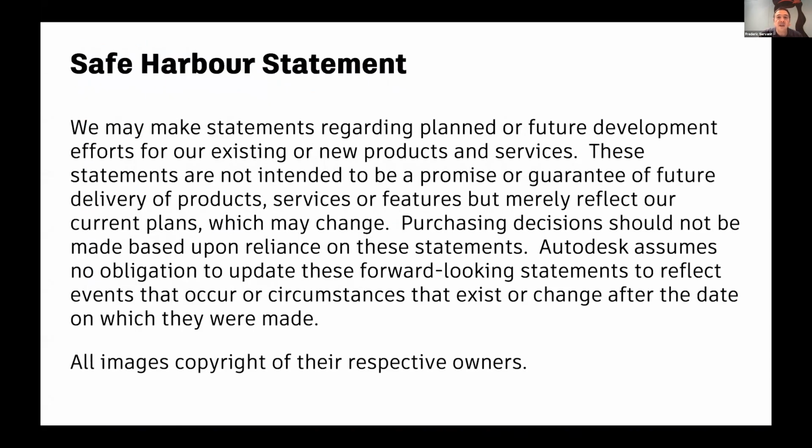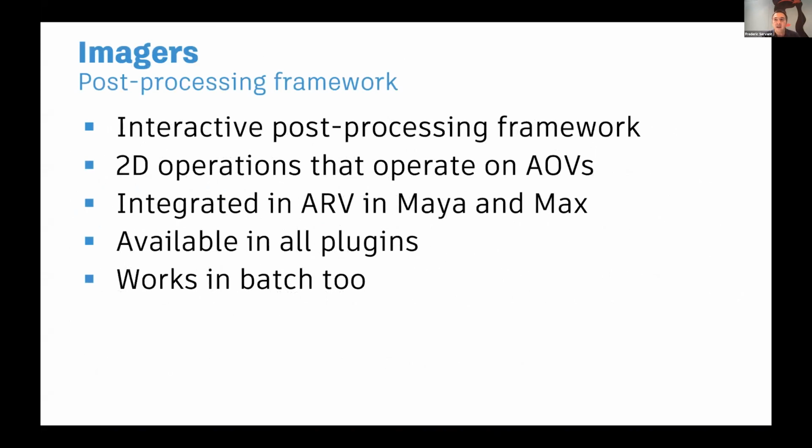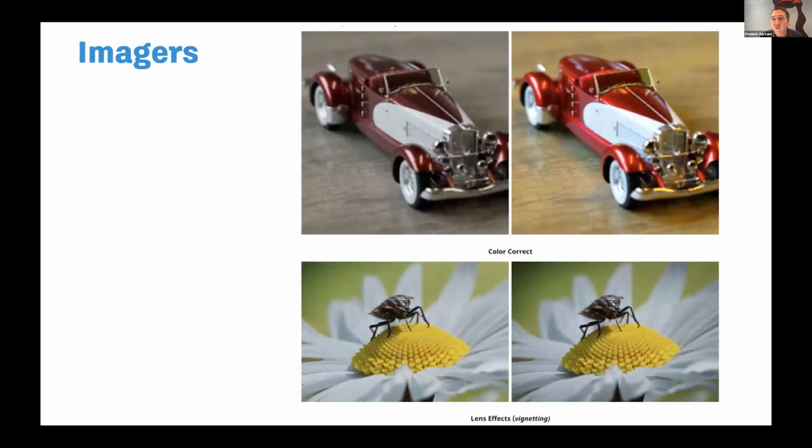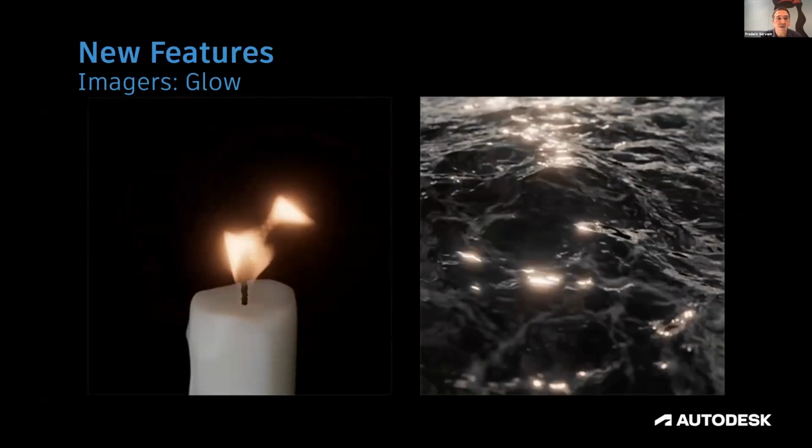Okay, we've just released Arnold 7 recently, and we're going to discuss a few of the features that were released in 7. I would like to start by reintroducing imagers. I hope you're familiar with this new framework that we introduced in Arnold 6.0, I think. 6.1, thank you, Adrien. This is a post-processing framework of 2D operations that are interactive, that happen after the render, and that can operate on AOVs. This is very useful to do classic image manipulations interactively when you render, things like color correction or lens effects, or such 2D operations such as glow.